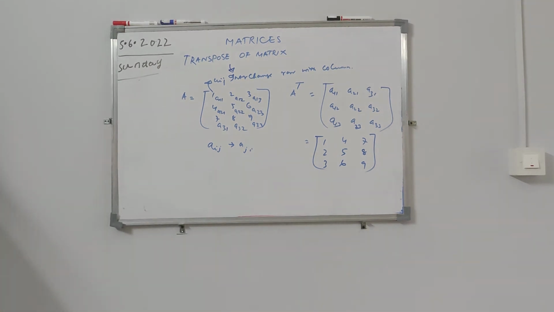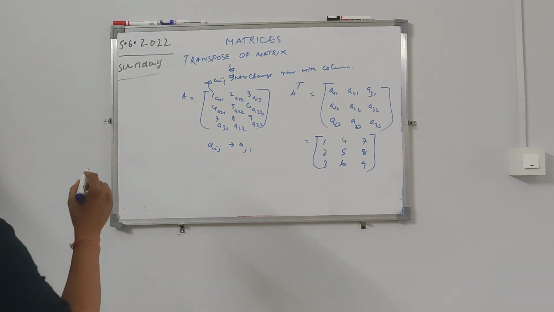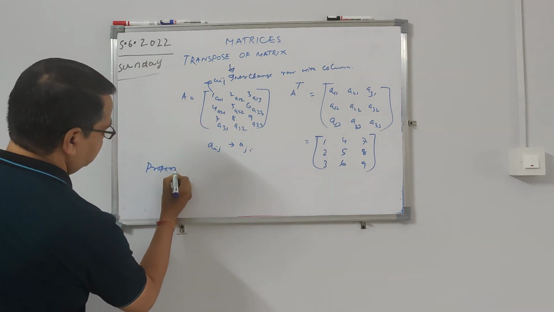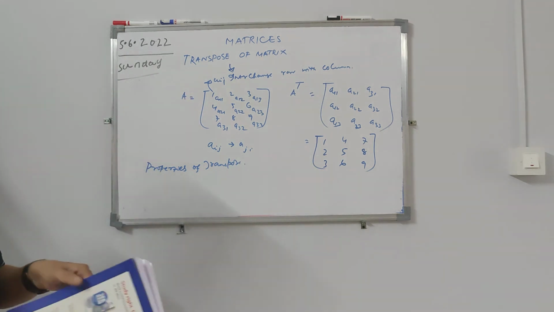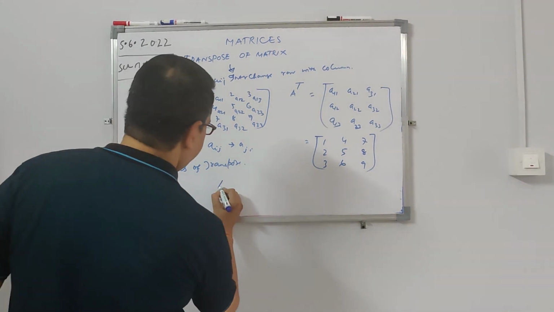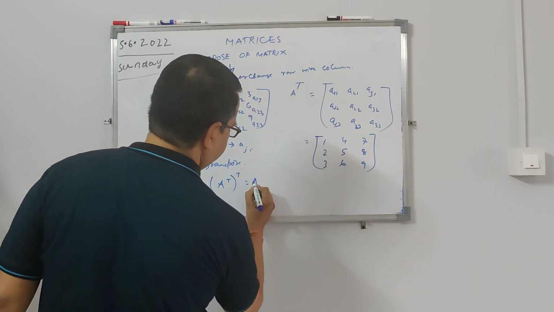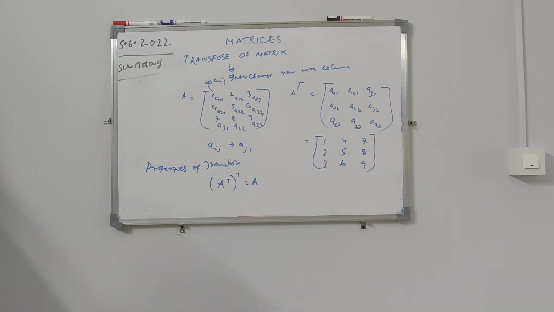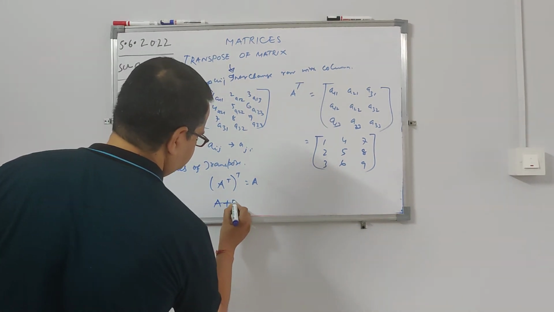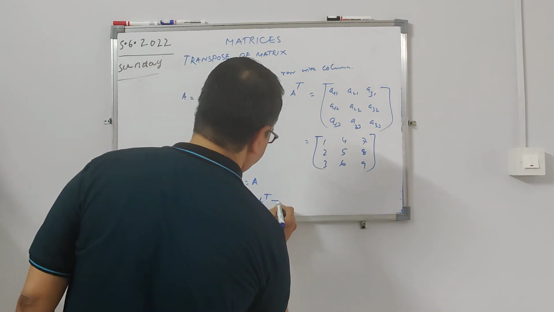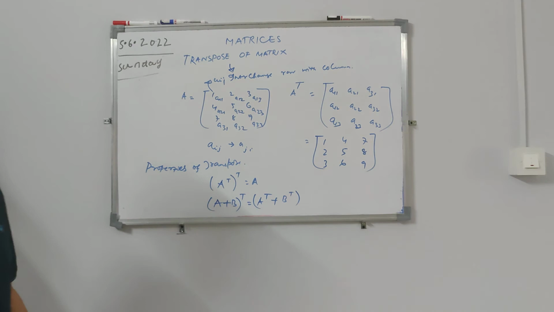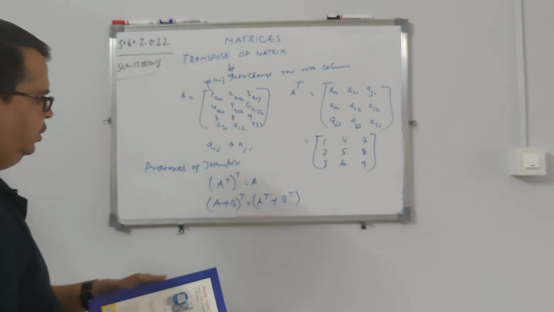Then what are the different properties of transpose? There are various properties of transpose. So A transpose transpose will be A. That is one property. Then A plus B, these are very very important things. There can be numerical on this. So (A plus B) whole transpose is equal to A transpose plus B transpose. And this commutative law holds good in transpose.